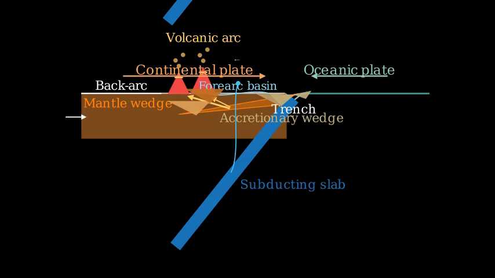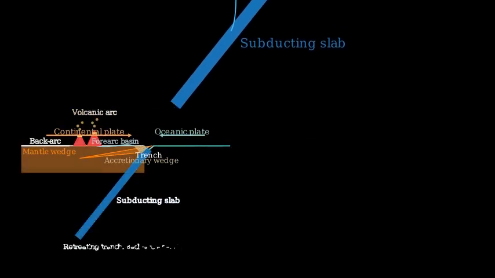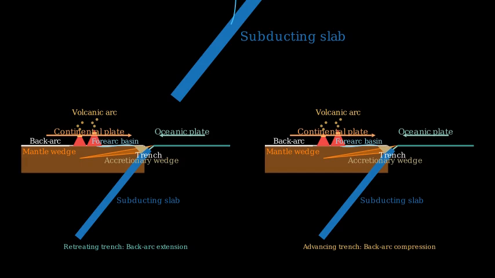Subduction margins vary through time. If the trench retreats, the back arc can stretch and even open a basin. If the trench advances or coupling is strong, the back arc is compressed and thickened.